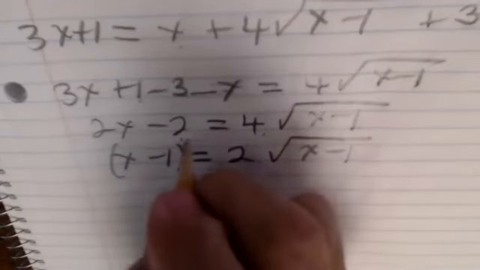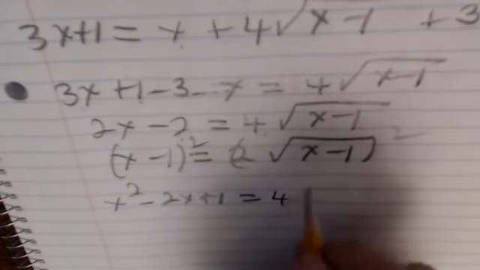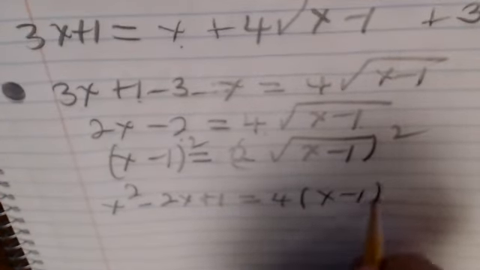Now, we're ready to square both sides again. So I square this side. I square this side. I square this side. I'm going to get x squared minus 2x plus 1. I square this side. I get 4 times x minus 1. So this is going to give me x squared minus 2x plus 1 is 4x minus 4.